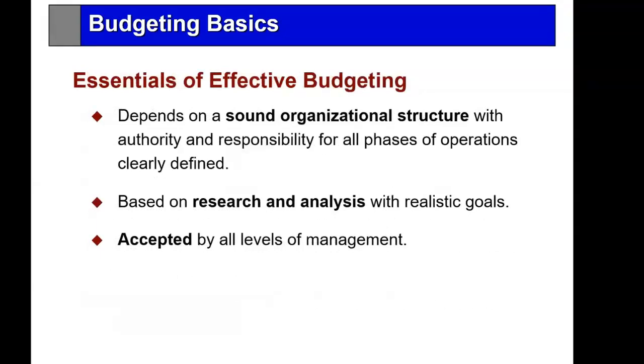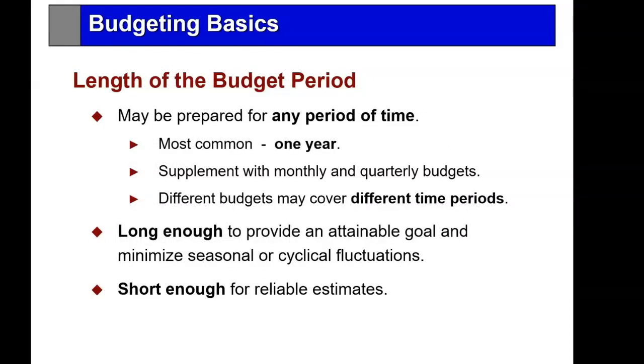Now, to be effective, the company should have a very sound organizational structure with the authority and responsibility at every level being expressed very clearly, so that everybody knows how everybody's related to each other in terms of the organizational structure. Also, to be effective, the budget requires a lot of analysis and a lot of research. And to be accepted, of course, it has to be realistic and accepted by all levels of management.